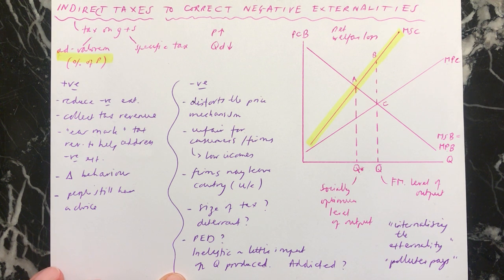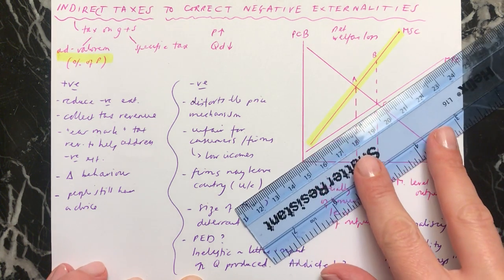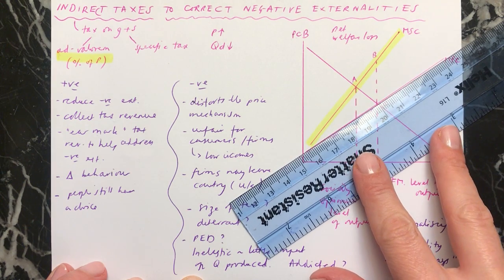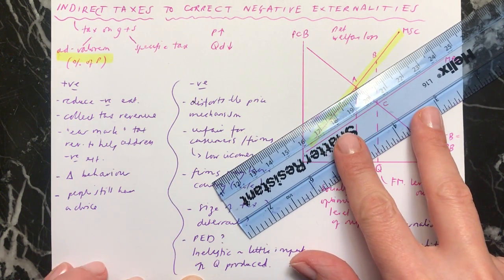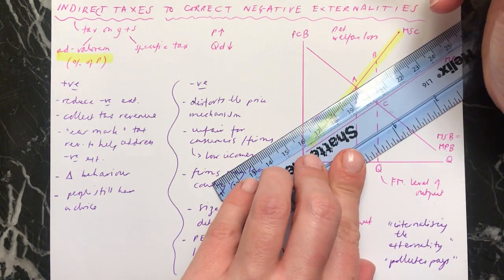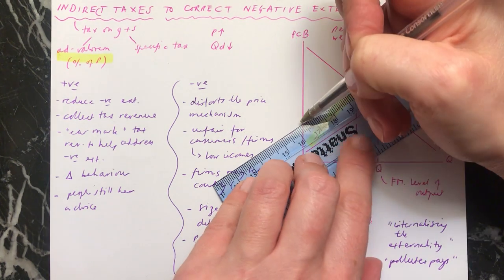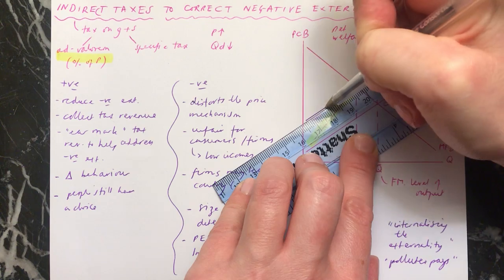Another way of looking at this, instead of putting in place an ad valorem tax, indirect tax, you could put in place a specific tax. And if you want to put in place a specific tax, remember that would be a parallel shift to the left. And if this is completely effective, then your marginal private costs will increase to the point where the new equilibrium is at the socially optimum level of output, which is here.